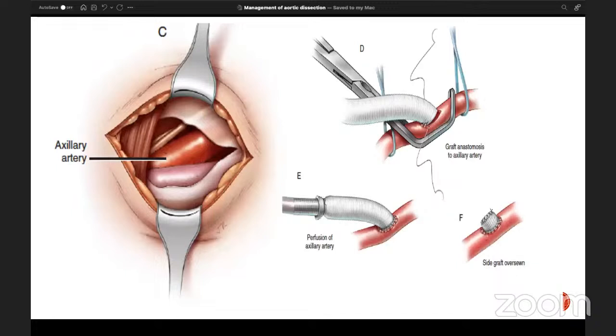This graph shows the surgical anatomy for right axillary cannulation through an incision 1 centimeter below the right clavicle. You incise the pectoralis muscle and then you expose the artery. You do your cannulation through an 8 to 10 millimeter Dacron tube graft, not directly to the artery. It can be done directly to the artery, but the complication rate is higher, so almost everybody is doing it through a tube graft.